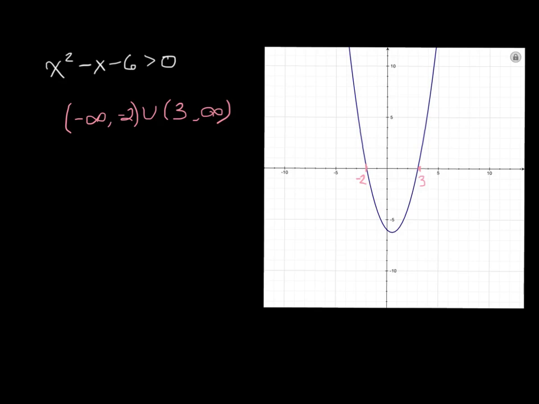So what if instead we wanted to know where x squared minus x minus 6 was less than or equal to 0? Graphically, we can say that our function is less than or equal to 0 between negative 2 and 3 and equal to 0 at negative 2 and 3. So our solution to this would be from negative 2 to 3. That's where our function is at or below the x-axis, less than or equal to 0. So we're going to solve this algebraically and hopefully get this solution.